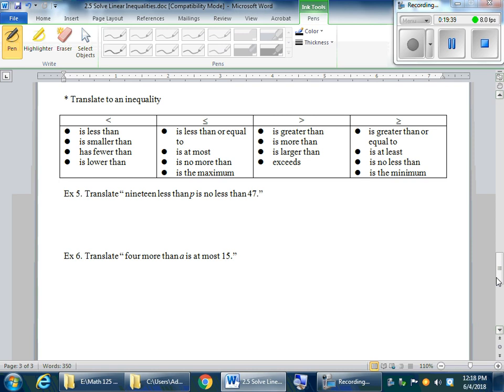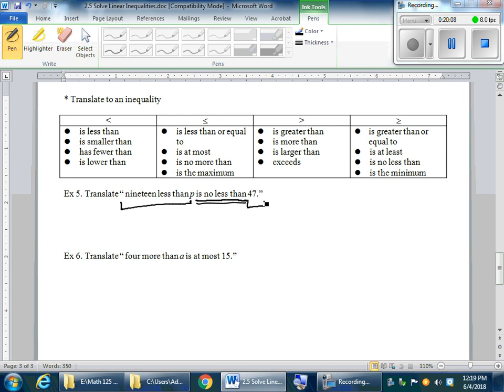It says that 19 less than p is no less than 47. In this case, no less than is the keyword for the inequality symbol. And as in equations, an inequality has a left-hand side and a right-hand side. So this is my left-hand side of the inequality, and this is my right-hand side. We're going to translate these phrases first.